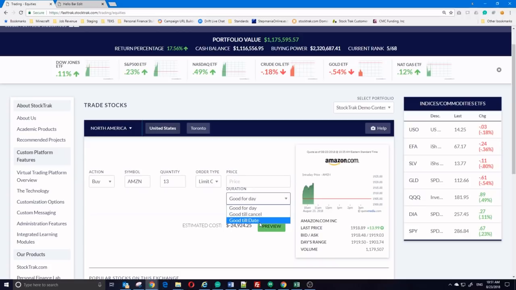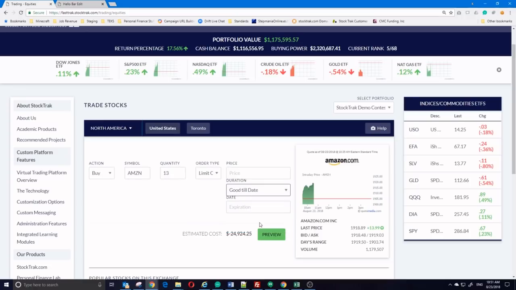Good till date is a good till date. You can actually get a date picker where you choose where exactly you want this order to end. So if this date comes and goes and your order hasn't filled, then your order will cancel.